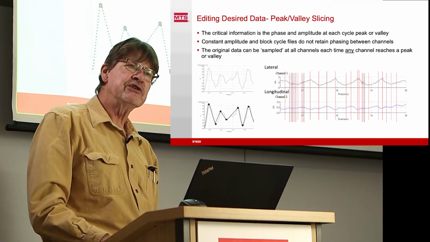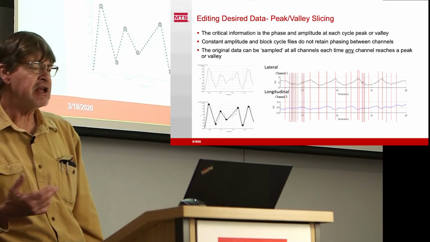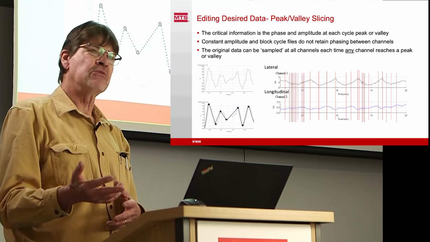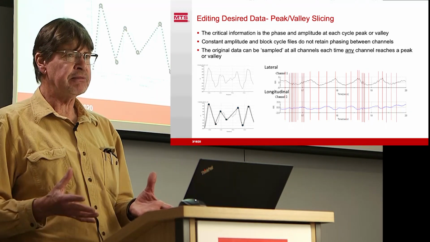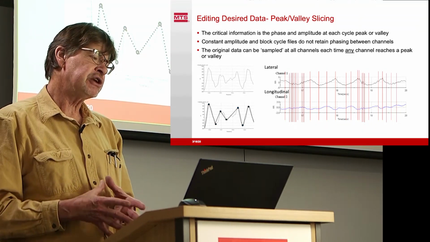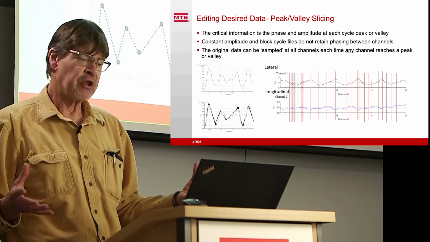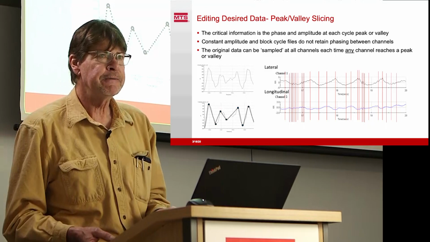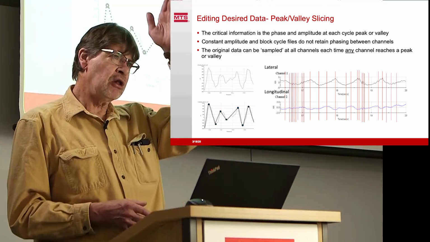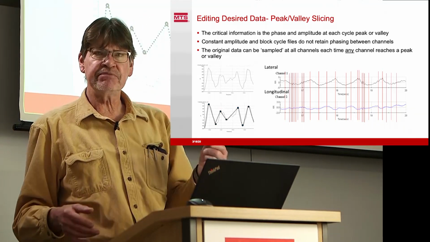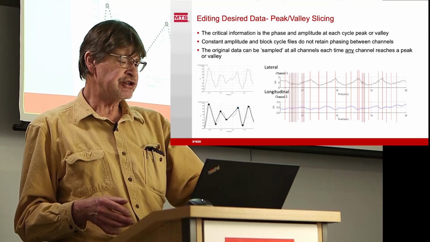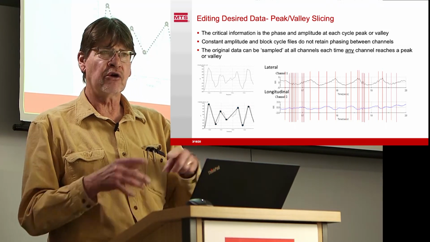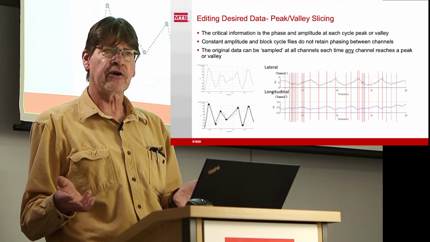One of the tools we can use to compress data like this and maintain our multi-axial phase and amplitude is a technique called peak-valley slicing. What that does is it takes a time history, it can be a multi-channel time history, and we sample all the time histories every time any cycle gets to a peak or a valley, a high or a low within the fatigue cycle counting.